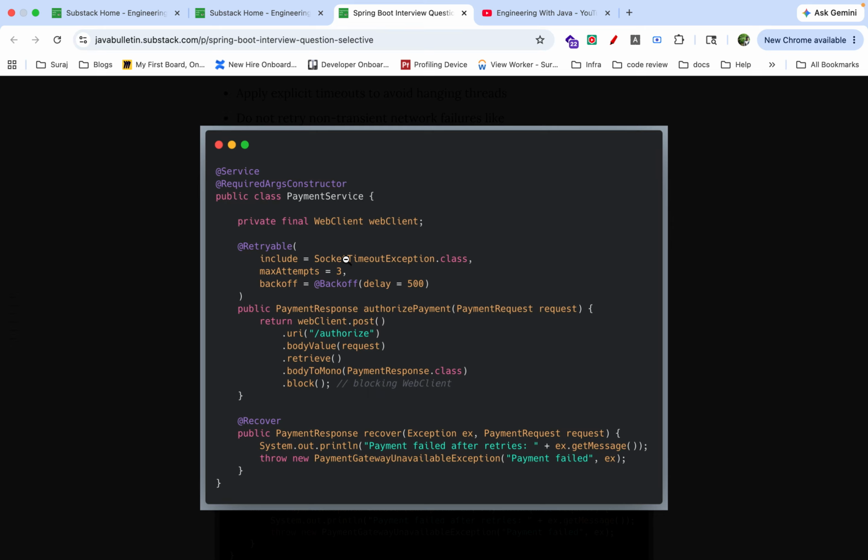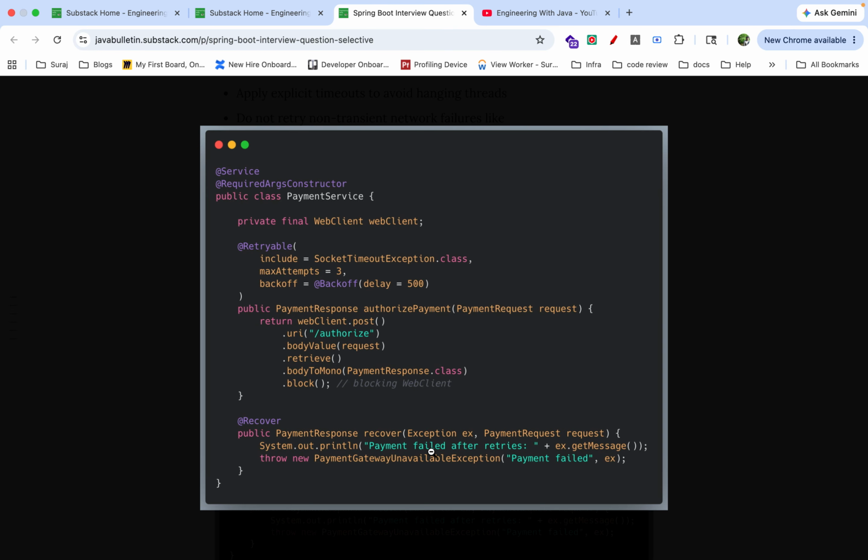Why do we need backoff? Because we just don't want to hammer the system that we are connecting to. So that's the thing here with the backoff. And then we have a web client posting to authorize, and then trying to read the value by blocking the response. And if it is not able to do it in 3 tries, we have the recover method that is basically going to execute eventually.